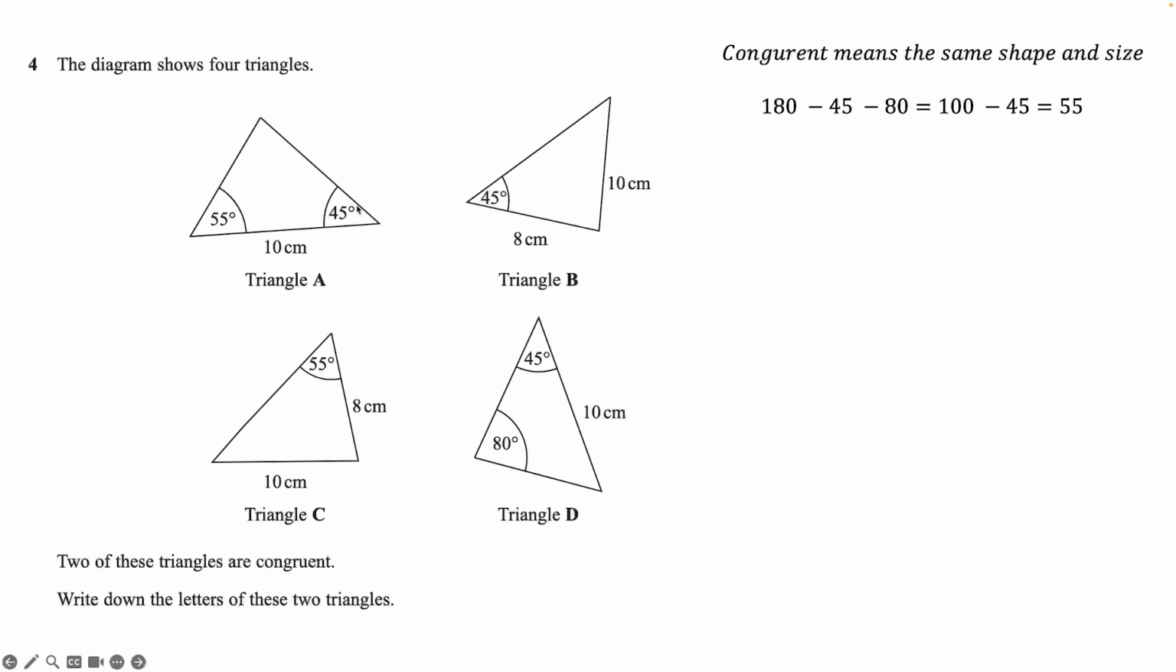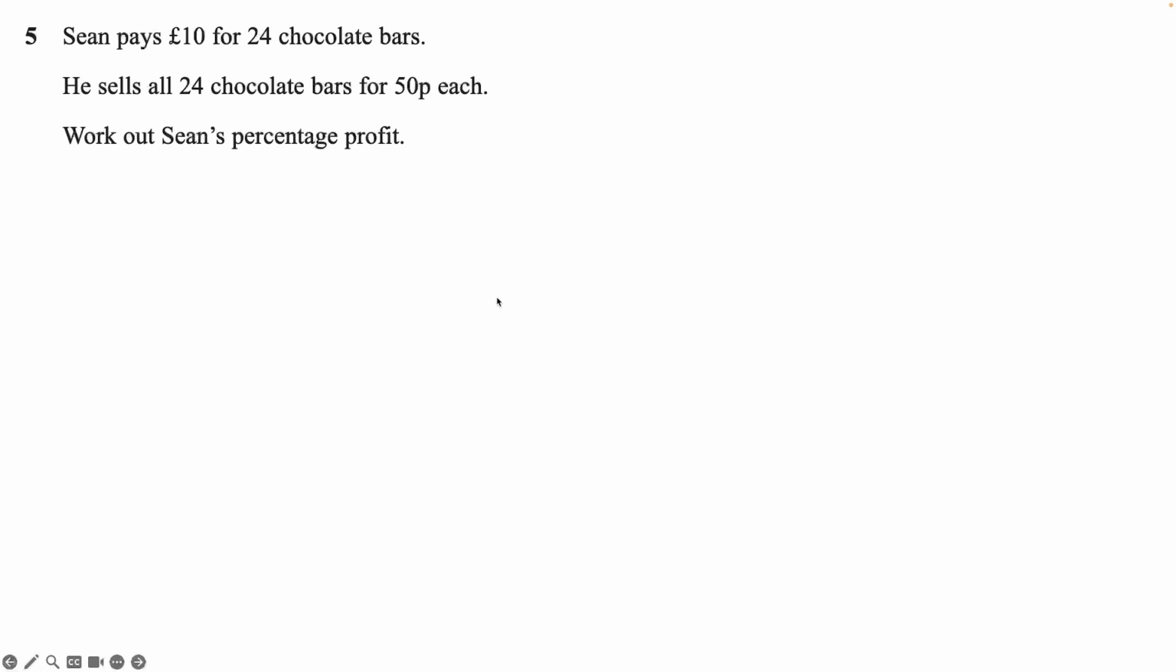So they have the same angles, and they also have one shared side, which means that they're congruent. So A and D share a side, another side and an angle, which is one of the conditions for congruency. Cool. Question number 5 then.